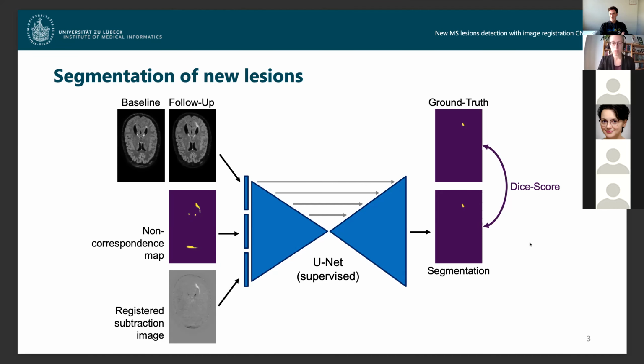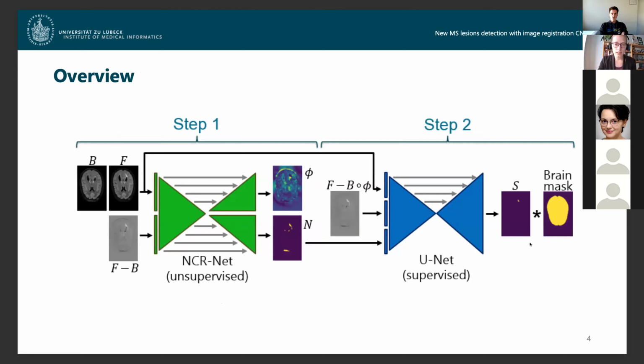On my next slide, I've brought a short overview of the method. The first step is NCRNet. The second step then is the UNet that uses the non-correspondence detection and registration results of the first step to produce segmentations of new lesions. And the last thing we do is masking with a brain mask to remove some false positives that mainly appear in the area of the skull in our framework.